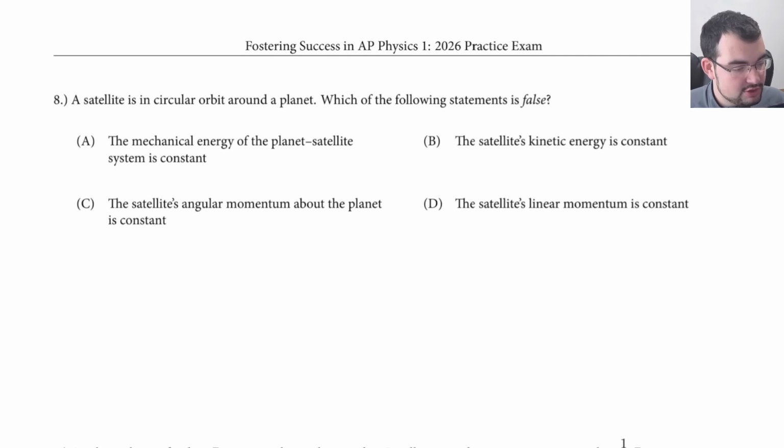All right, a satellite is in circular orbit around a planet. Which of the following statements are false? The mechanical energy of the planet satellite system is constant. Well, we know that that's true, because I know that K plus U is equal to a constant because there's no external forces.